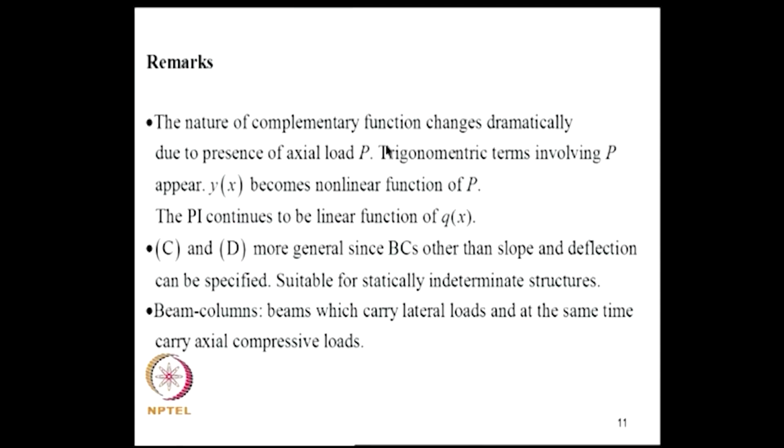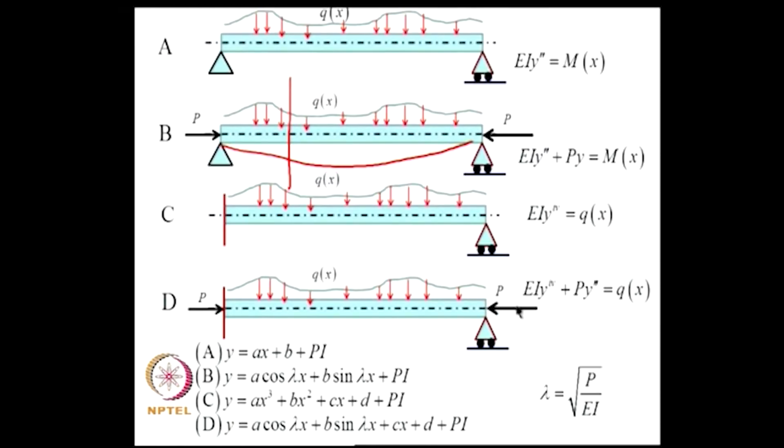The nature of the complementary function changes dramatically due to the presence of axial load p. Trigonometric terms involving p appear in your solution. Therefore, y of x becomes a non-linear function of p. The particular integral continues to be a linear function of q of x. It may be influenced by p, but you can see that the dependence between y and p in the complementary function is through lambda, which is square root of p by EI. The particular integral will be a linear function of q of x. It may be a function of axial load p, but still it will be a linear function of q of x.